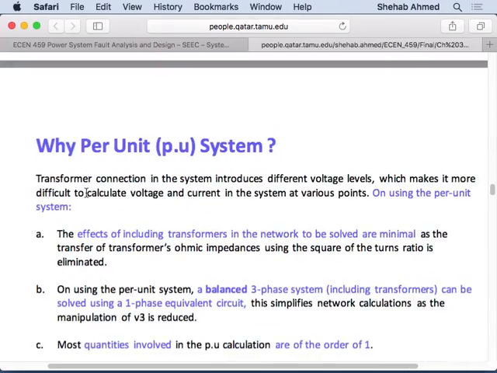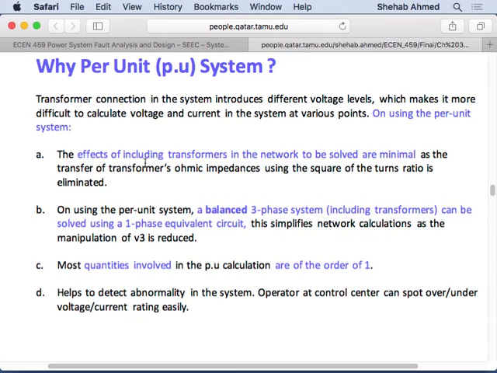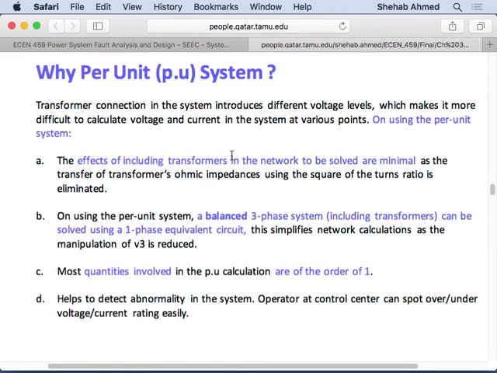So let's look at what the per unit system gives us. As I said, the per unit system gives us the benefit of being able to handle transformers in our equivalent circuit with minimal effort. We will see how we will be able to basically eliminate the transformers to a large extent. For the most part, we'll be able to eliminate the transformers.